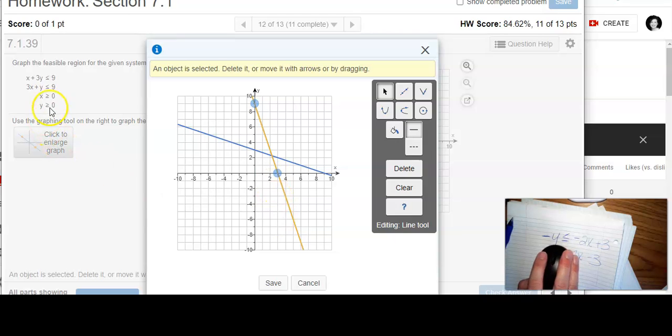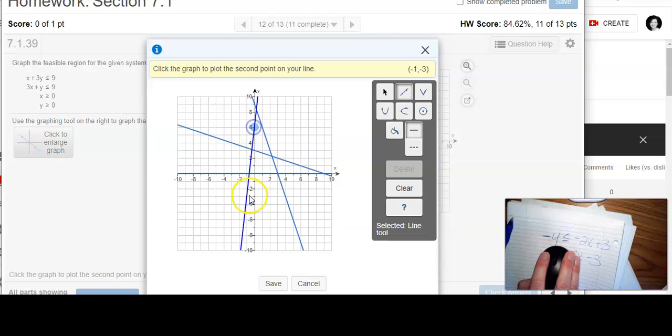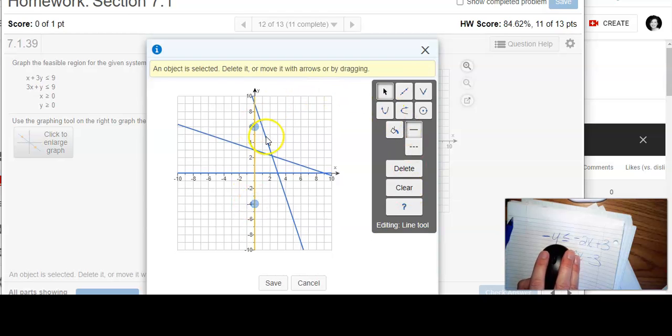Okay, so we're going to have to go ahead and graph these two just so that we can define that we're stuck in quadrant 1. So I need to verify that I'm in quadrant 1. Otherwise, it's going to shade everything. So I need to create a boundary. So again, I'm only interested in quadrant 1.